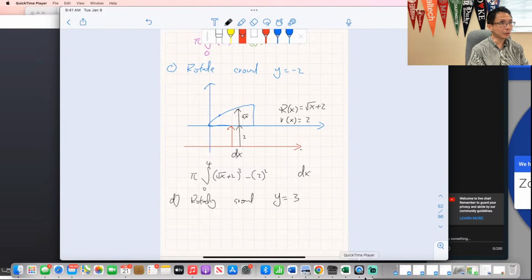Okay, so I'm rotating around y equal to 3. Now the last shape is like a bullet, but a bullet has a hole in the center. It's hard to visualize, but it's like a bullet but ring-like.